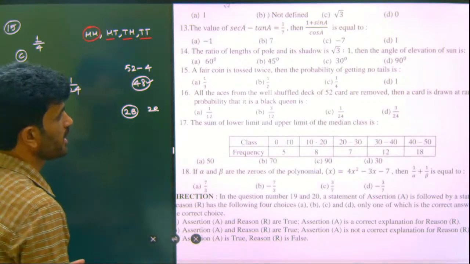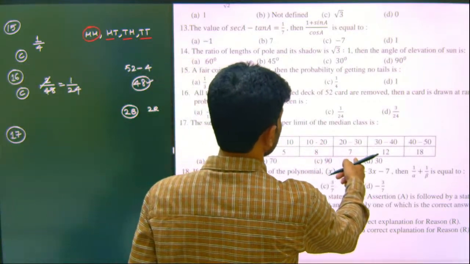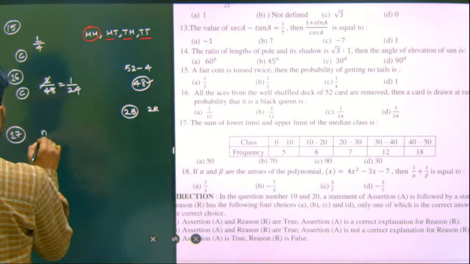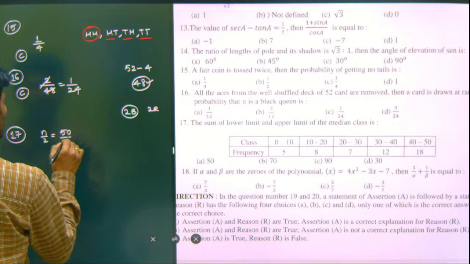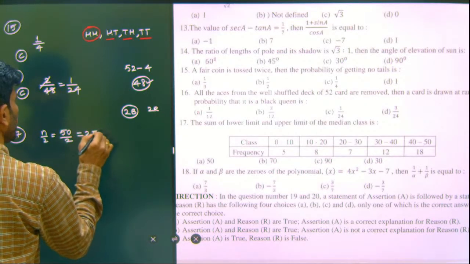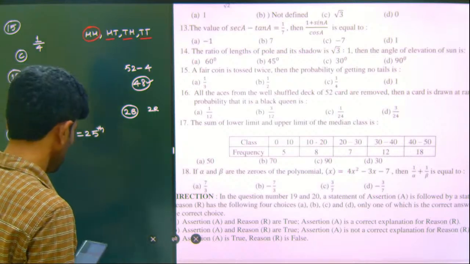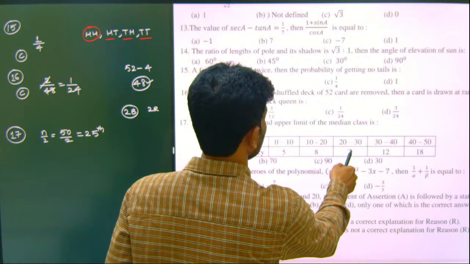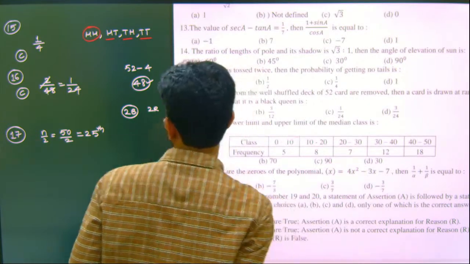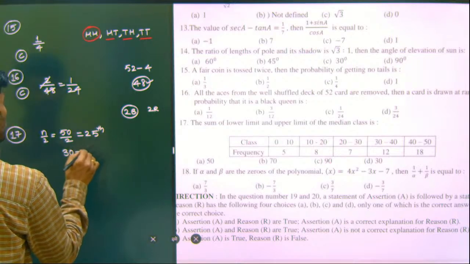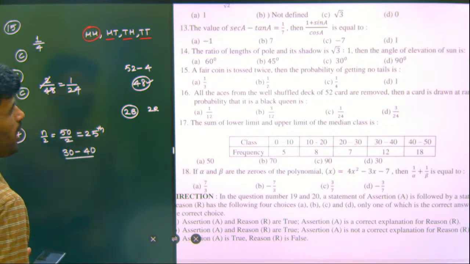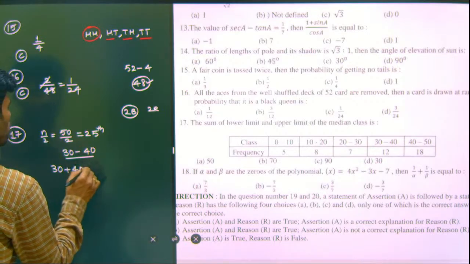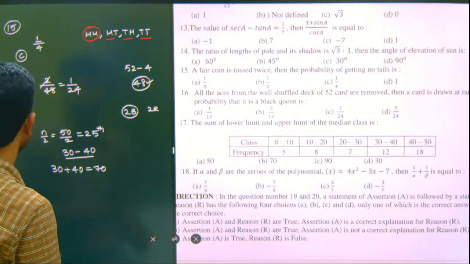If you count the total number of observations, how many? 5 plus 8 is 13, plus 7 is 20, plus 12 is 32, plus 18 is 50. We have to find n by 2. N by 2 is 50 by 2, which is 25. We have to see where the 25th observation is present. It is in the 32 cumulative group. So 30 to 40 is the median class. We want the sum of the upper limit and lower limit of the median class. So 30 plus 40 is equal to 70. Option B is correct.